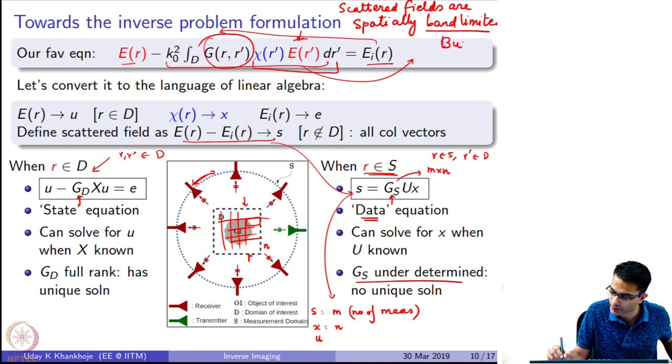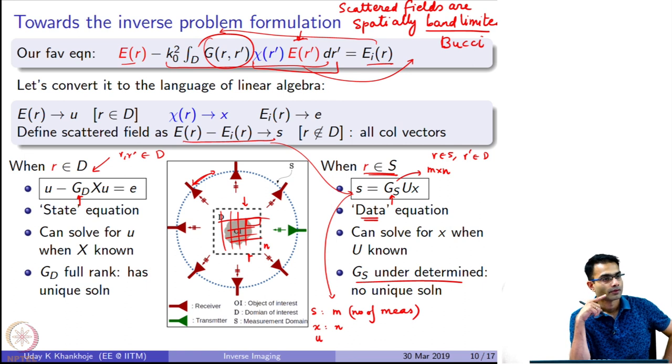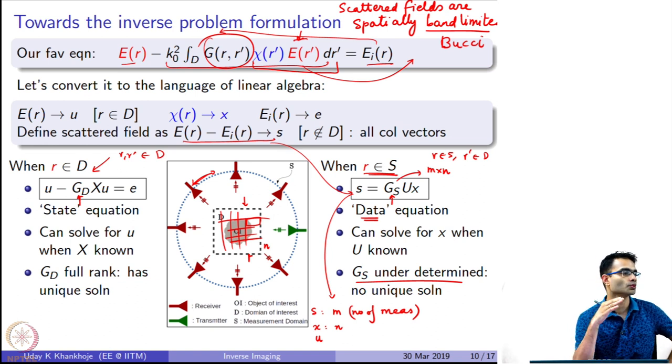Okay, this is a very famous paper by an Italian person called Bucci. There is no relation between N and M. M, for example, the number of measurements, you can choose it to be at best how much? What is given to you by the Nyquist rate.